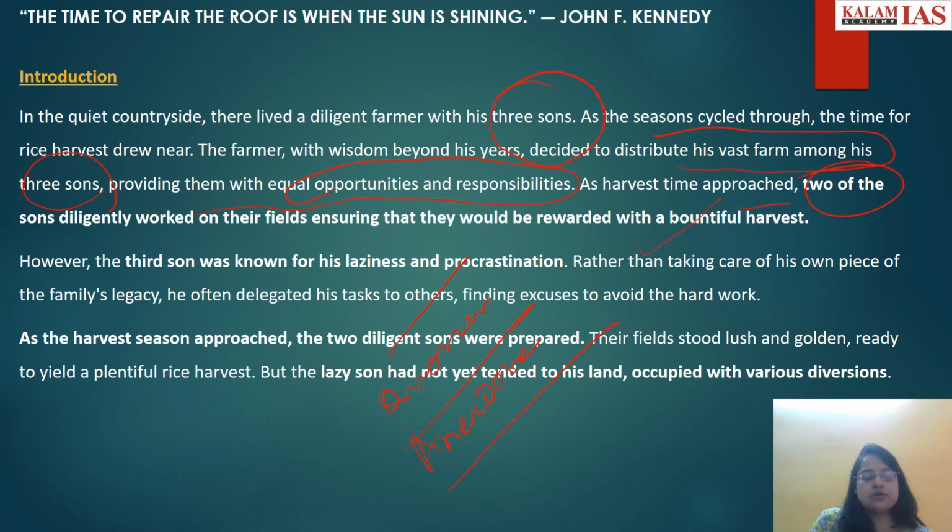But the third son is known for his laziness and procrastination. So rather than taking care of his own piece of the family's legacy, he often delegates his task to others and finds excuses to avoid the hard work. And as the harvest season is approaching, the two diligent sons were all prepared, okay, to have a plentiful rice harvest with all kinds of techniques, all kinds of pesticides and insecticides being sprayed on the fields to counter any untoward incident.